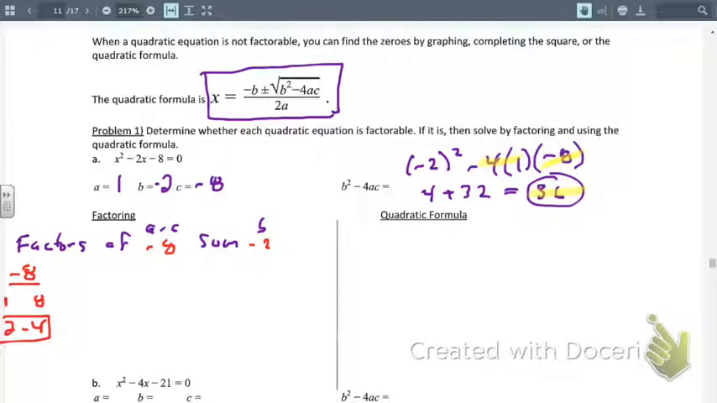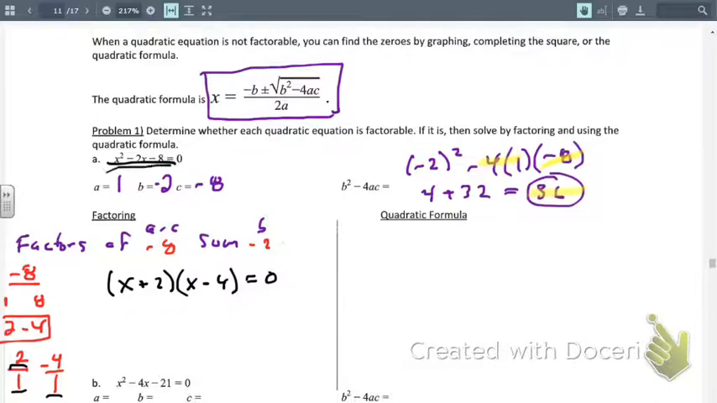Now, what do I do with those? I put them over your a. So I'm going to write 2 over 1 and negative 4 over 1. So when I factor this, I have 1x, remember you pair that bottom number with an x, so 1x plus 2 times 1x minus 4 equals 0. So this became this.